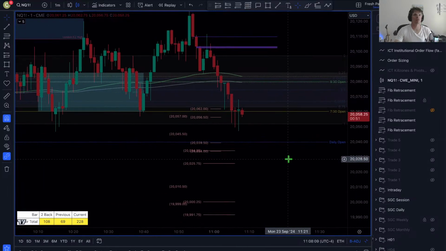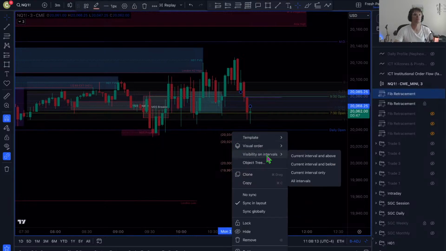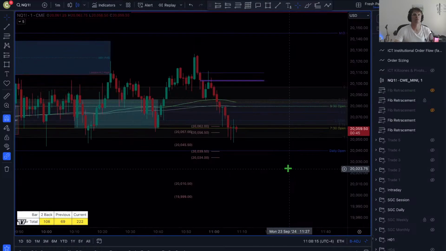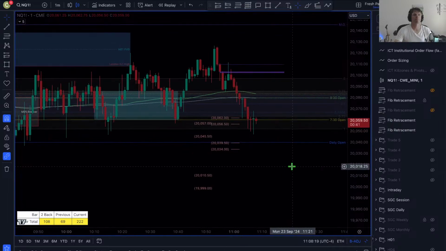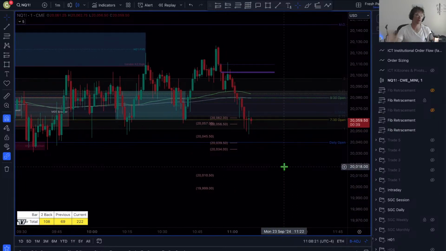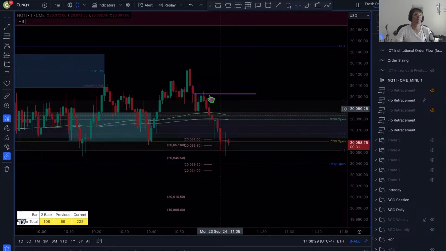Oh, the MAs haven't crossed for the JDRS. So no. You'd have to wait for that. Now it could happen. You know, you had your reversal signal really at 10:57.